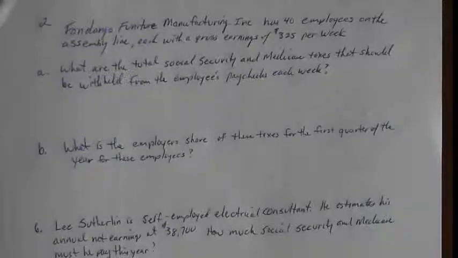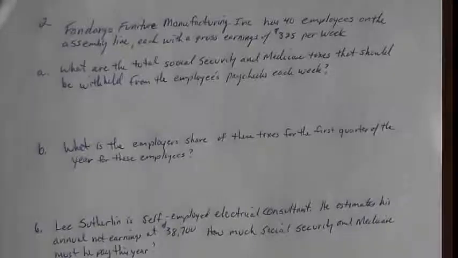So number 2 there is a mirror of number 1 that's already detailed before you do the assignment, which is always to read the section. And that is number 2, because not only do you get the background information for the business, a furniture manufacturing company with 40 employees on the assembly line, each with gross earnings of $325 per week.